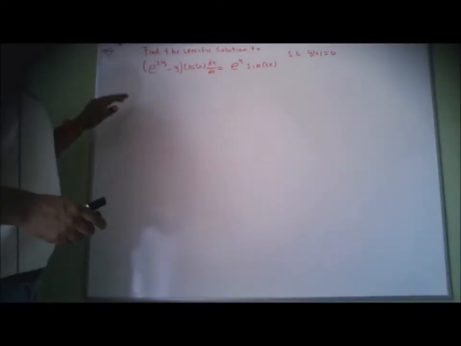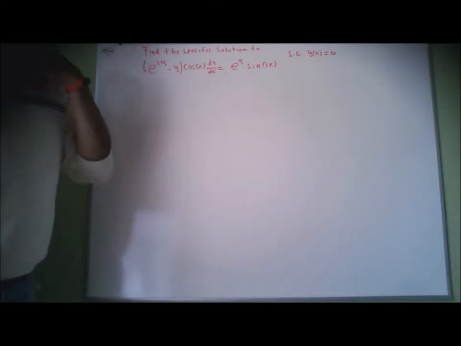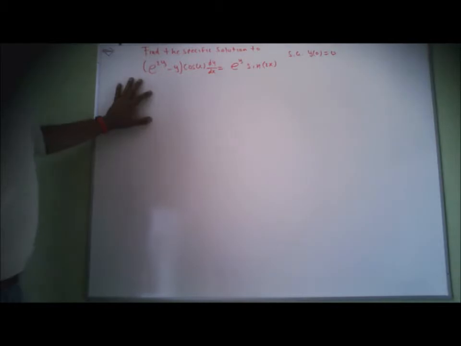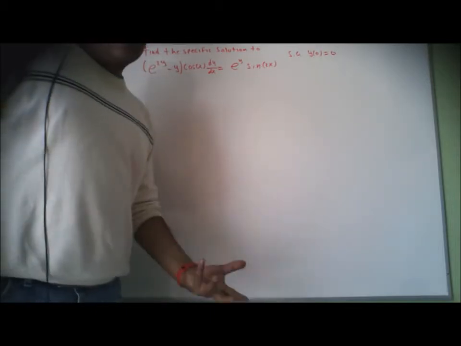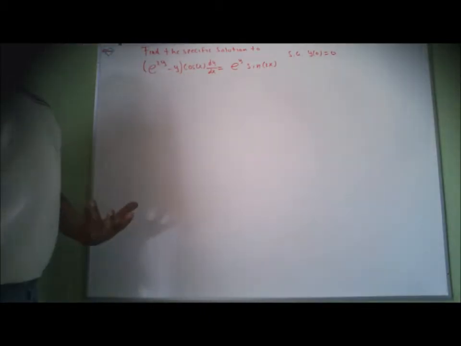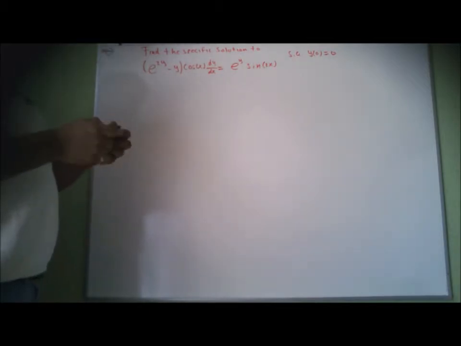Okay, guys, in this video we are going to solve another variable separable differential equation, and this is the problem. In this case they are giving us the initial condition, y of 0 equal to 0. That doesn't mean the constant will be 0. It could be, but it's not for sure. The first step is to separate the variables, which we have already done before.